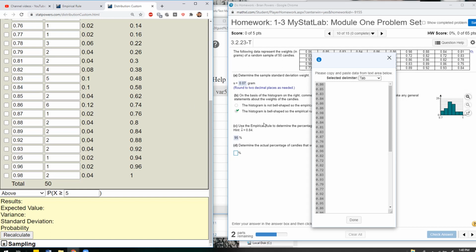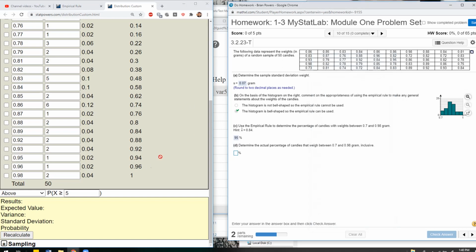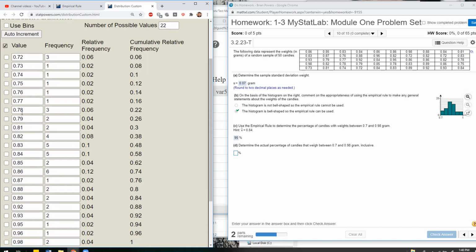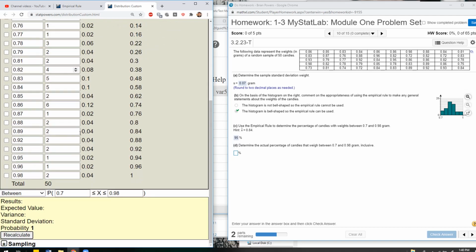What I'm going to do is do exactly what it asked, calculate the proportion that's between 0.7 and 0.98. And when I put those numbers in, it says between inclusive. It turns out that 0.7 is actually less than the lowest value, which is 0.72. And 0.98 is the heaviest candy. So that's actually 100%.